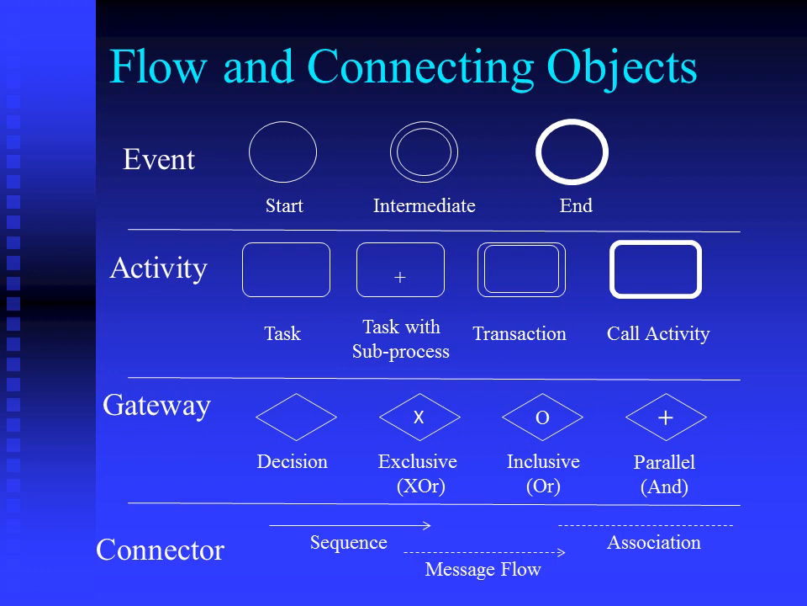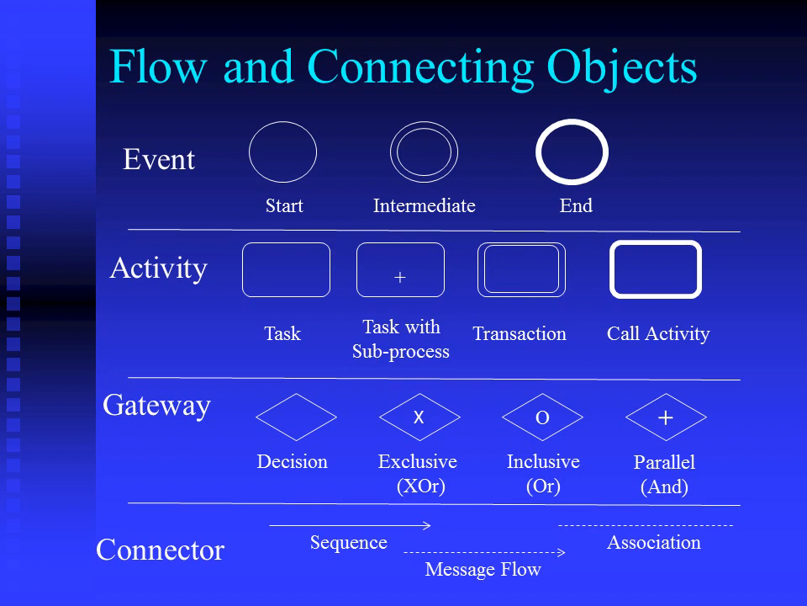Next is the activity object, represented by a rectangle with rounded corners. A standard task is represented by the first rectangle. A rectangle with a plus sign notation means it is representative of a sub-process that is likely documented elsewhere, but has too much detail to be represented in this model. A double border rectangle is representative of a transaction like a bank deposit, and a bold border rectangle represents a call activity, which is a global process or task which is usually reused often.